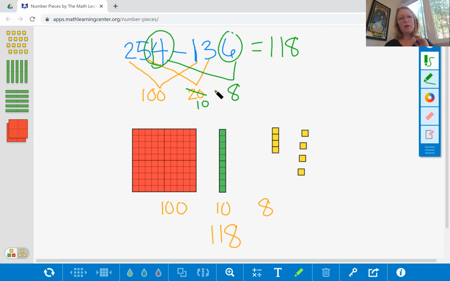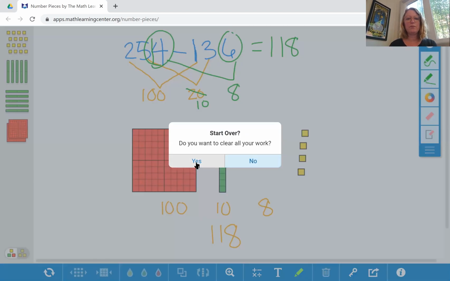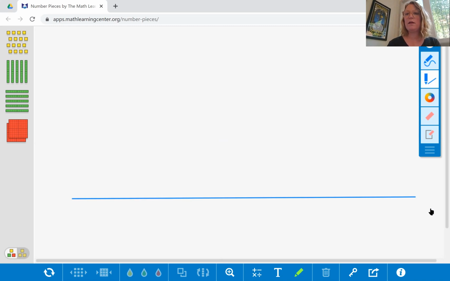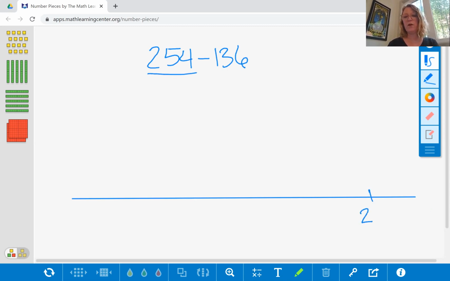I think I want to try this one more time, but on a number line, just so I can see it really clearly. If I were to do this on a number line, first I'm going to draw my number line. Now I'm subtracting, so I'm going to go backwards on the number line, right? And the problem is 254 minus 136. So I need to start with my bigger number, 254, and I'm going to go backwards because then, remember, we said the number is going to be getting smaller. That means we go backwards on the number line.